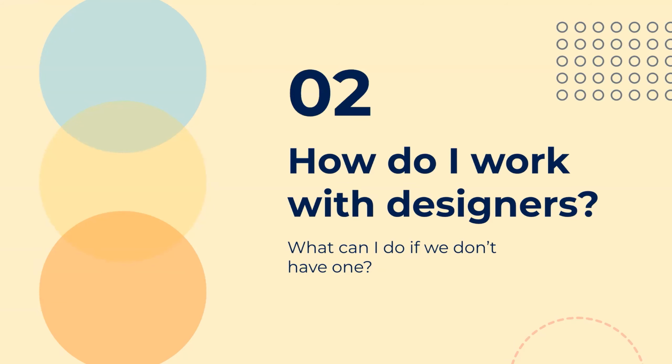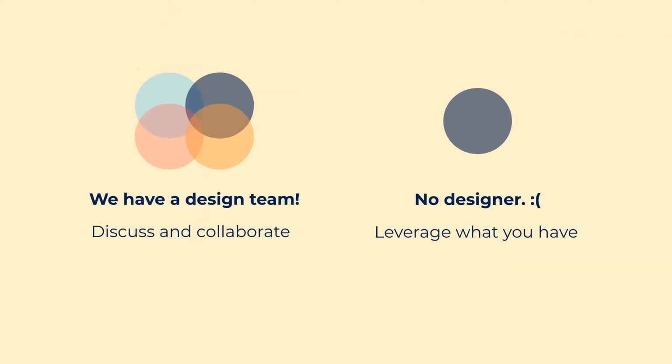So now that you know what a good UX looks like, you have your examples. The next question would be, how do I work with designers so we could accomplish something similar to these businesses or products that I admire? And what can I do if we don't have one? So there are two scenarios. The first one is the most ideal. We have a design team, lucky you. It's very easy. You just have to discuss and collaborate with them in all the stages of the product. But the second scenario, which is the least ideal, is you don't have any designer, or if you have a designer in your company, you don't have a dedicated one in your team or your project, but there's still hope. You can actually leverage what you have.